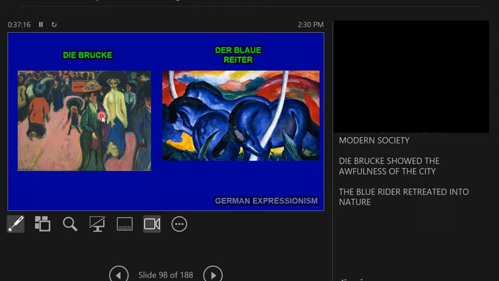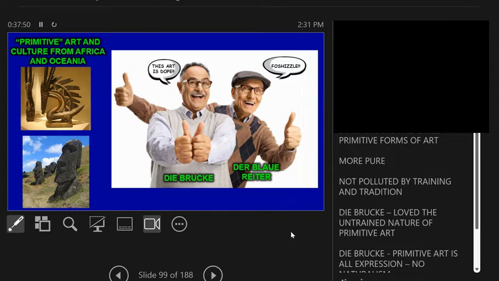That's what's wrong. The Blue Rider, they also don't like modern society, but they're pointing to the things that they want to go to. Let's go out into the country. Let's commune with nature. Let's talk to the animals. Nature and animals are unspoiled by modern society. So if we can get out of the city, go back into nature, then we will find our spiritual self. They are both using primitive art and culture from Africa and Oceania.